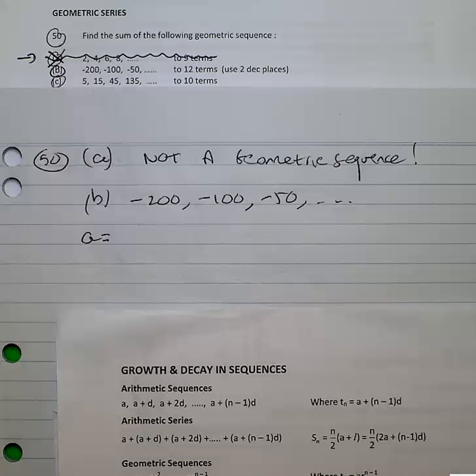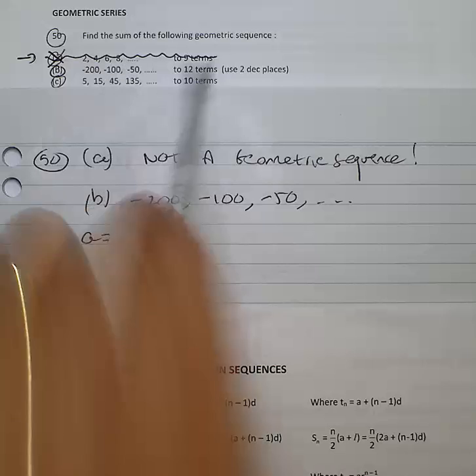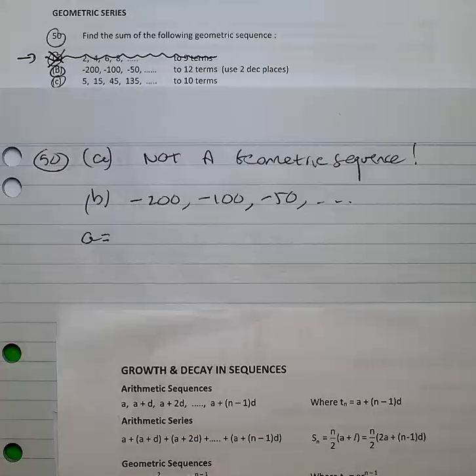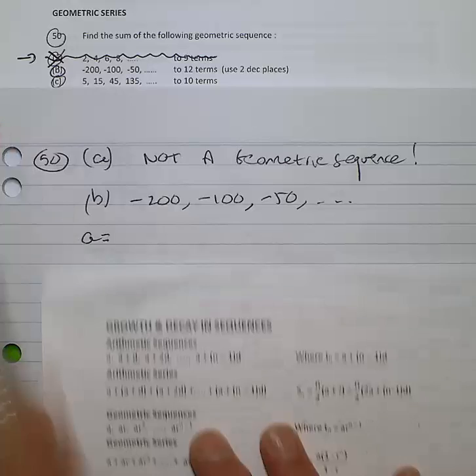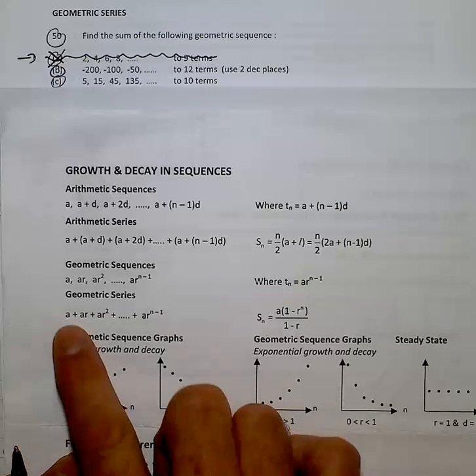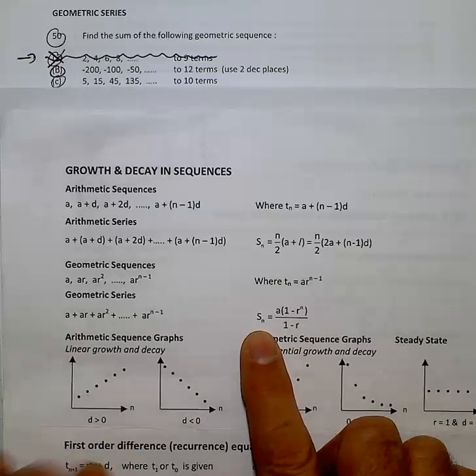In question 50, we're after the sum of the following geometric sequences, in other words, a geometric series, to the 12th term, 10th term, etc. A word of caution, the very first question is not actually a geometric sequence, so you should not do that one. When we're finding the sum of a geometric sequence, geometric series, this is the formula.